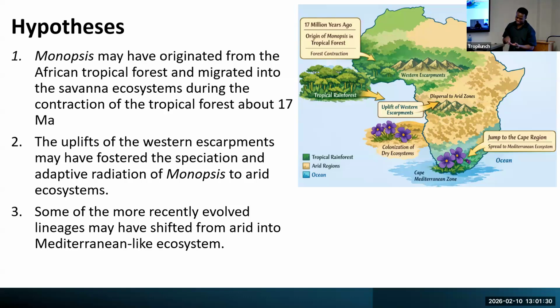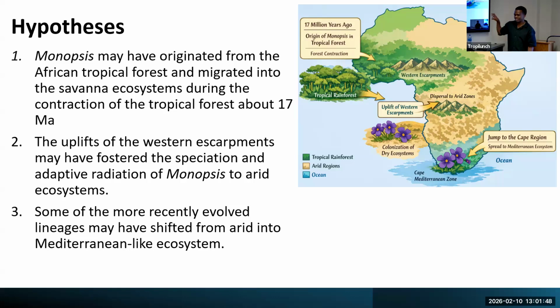And then the rain flora hypothesis assumes that millions of years ago there was a uniform ecosystem in Africa, and after that there were climatic events which caused fragmentation of the ecosystem.